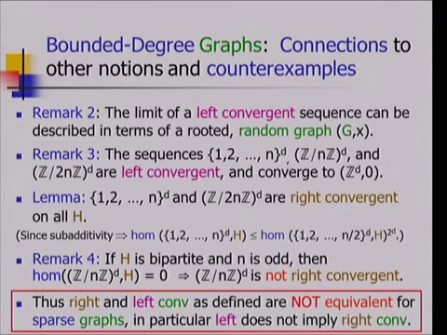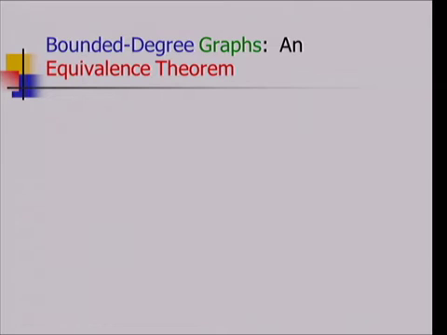So what this tells us is that right and left convergence are not the same for sparse graphs. In particular, left convergence, like we have up here for this nice torus, my nice odd cycle, doesn't imply right convergence on all H. If H is bipartite, it doesn't imply right convergence. So the question is: does it imply right convergence on some natural class of H's? And the answer is yes, that it does.